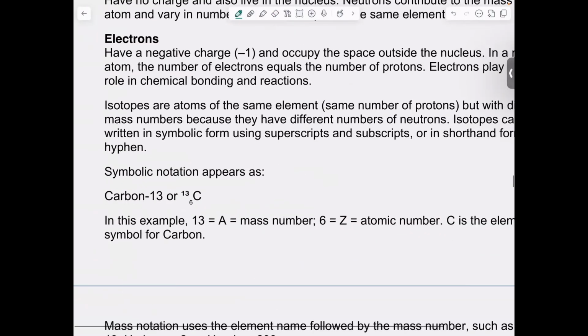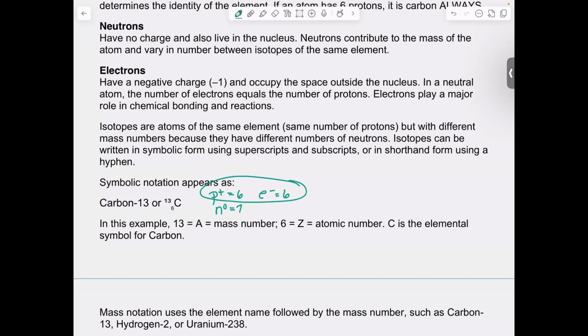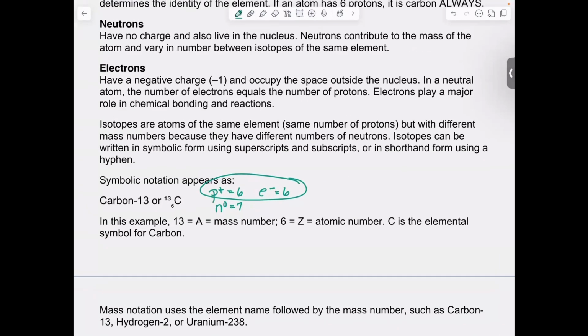We'll back up here. Again, to be clear on this carbon-13, or C13 over 6, we'll have 6 protons, 7 neutrons, and electrons are 6 as well. Notice that these two quantities match, okay? And did I note that down here? No, I didn't. So what we're saying here from this example is that we have our mass number of 13 on top, our atomic number on bottom, that's the number of protons, and C is the elemental symbol for carbon.